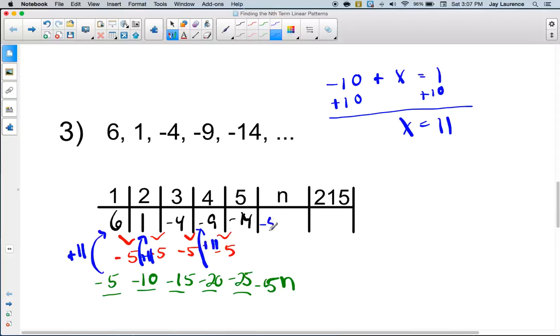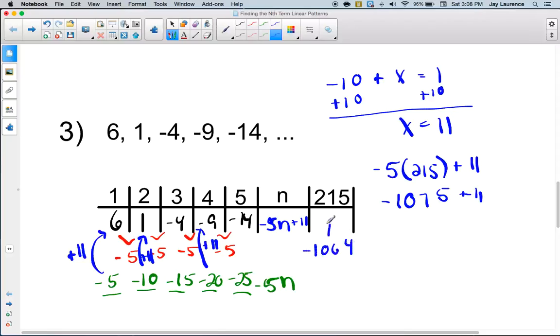So I'm going to take negative 5, multiply it by n, and then I'm going to add 11. Right? Okay, so let me see here. To get the 215th term, I'm going to have to go negative 5 times 215 plus 11. And so I think I'm going to get negative 1,075 plus 11. Well, that should end up equaling negative 1,064. And that is the 215th term. I don't know about you, but I feel pretty smart when I can do these. Again, it's a linear pattern because the first differences were all the same.